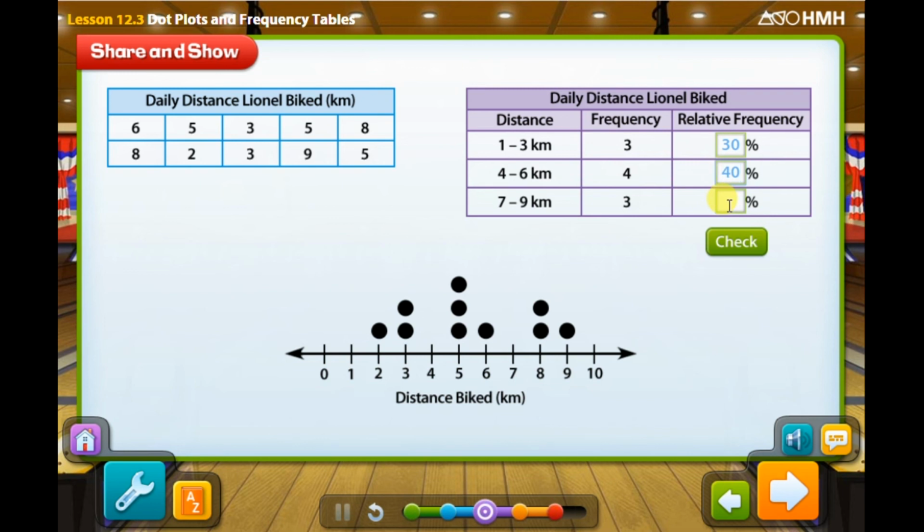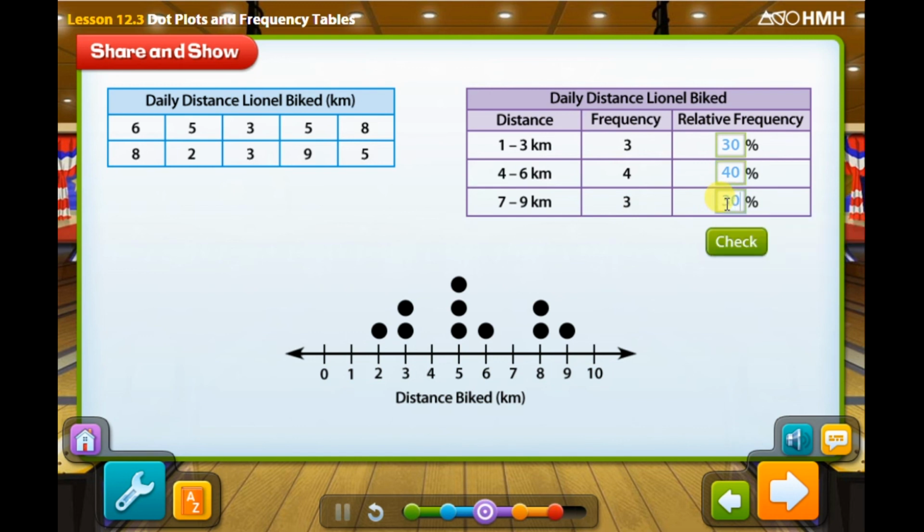The last one, again, the relative frequency is the relation between the number frequency and the total frequency. So the number frequency is 3 and the total frequency is 10. Then we multiply by 100. Why? Because I want the percentage. So again, 3 multiplied by 100 will be 300 divided by total frequency 10. So 300 divided by 10 is 30.